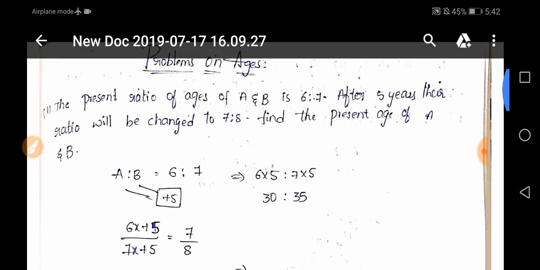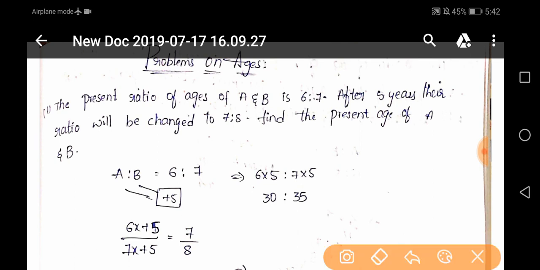So coming to the part 2 of problems on ages. If you have missed part 1, the link is given in the description, so you can go directly to the link and watch the video of part 1 of problems on ages. Now, let's get started with the problems.